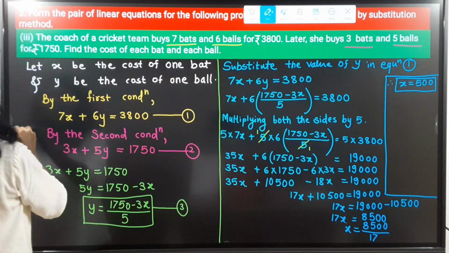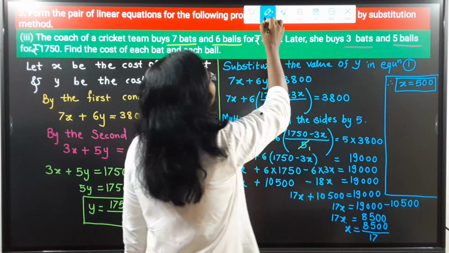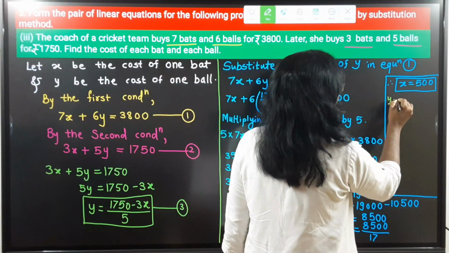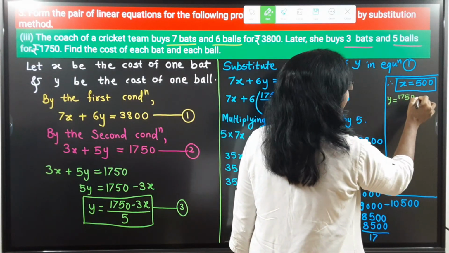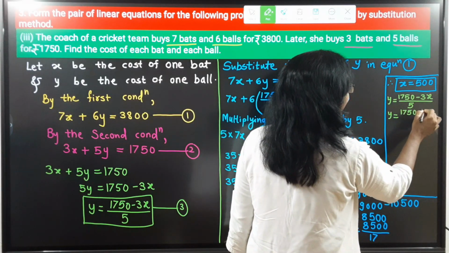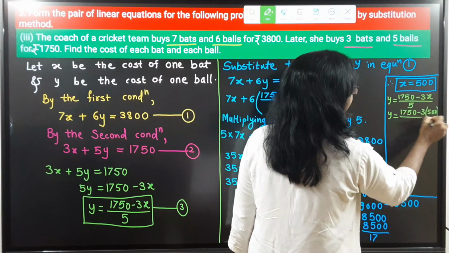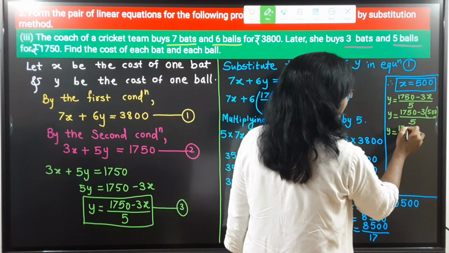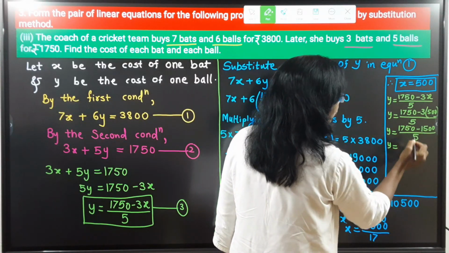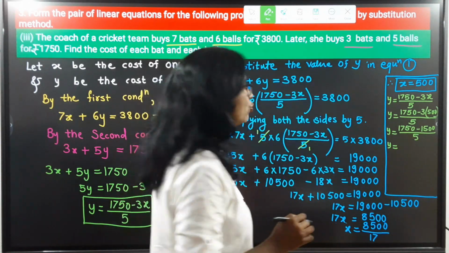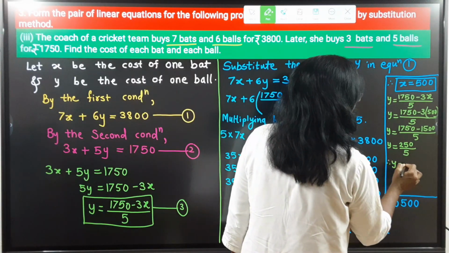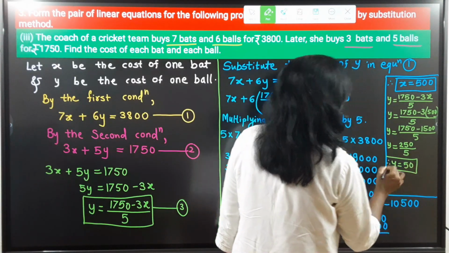Now here students, the next part is to find out the value of y. So y is equal to (1750 minus 3x) upon 5. That means y is equal to (1750 minus 3 into 500) divided by 5. So y is equal to (1750 minus 1500) divided by 5. Now 1750 minus 1500 is equal to 250. So 250 divided by 5. Therefore y is equal to 50.